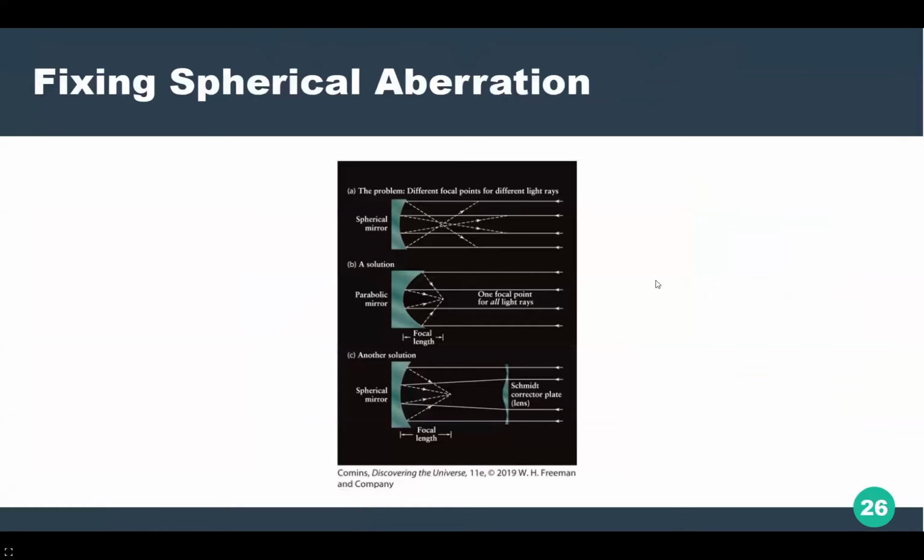We have, however, found ways to account for this, such as using a parabolic mirror instead of a spherical mirror, as stated above, and using a Schmidt corrective plate, which, instead of light coming out at different angles, causes all of the light that goes through the corrective plate to come out as parallel rays.